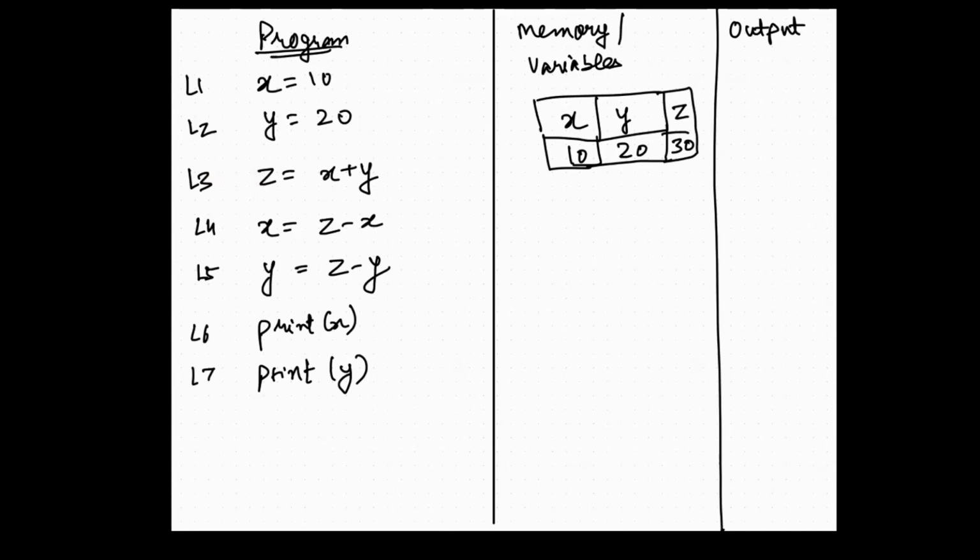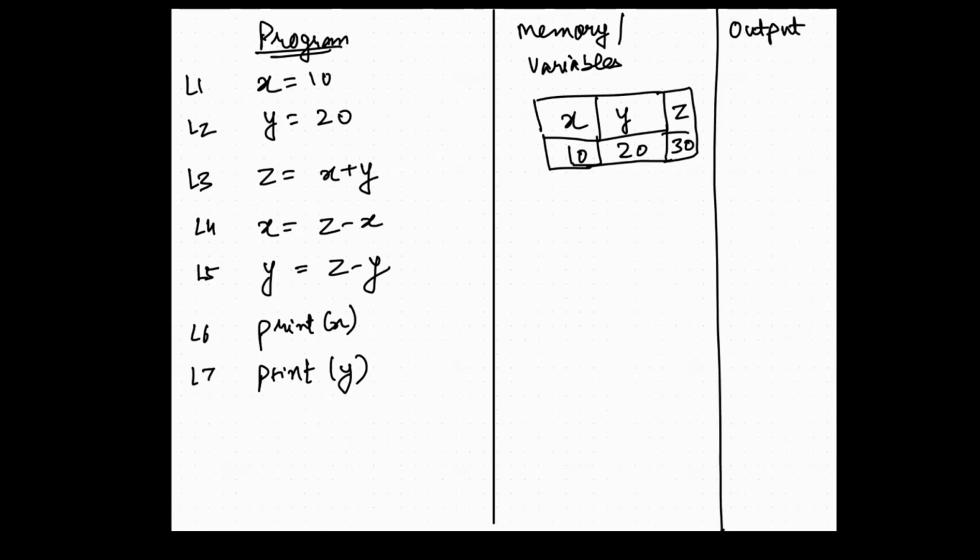Line number 4, x equal to z minus x. Now, this is important to note. In such cases, we first evaluate the right-hand side. So if you want to evaluate the right-hand side, what is the value of z currently in the table? 30. What is the value of x currently in the table?